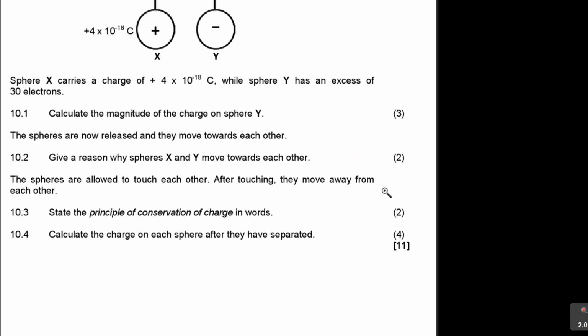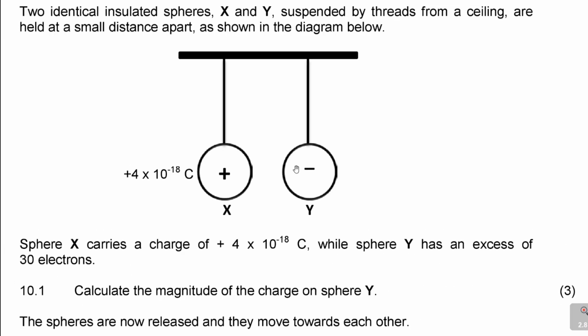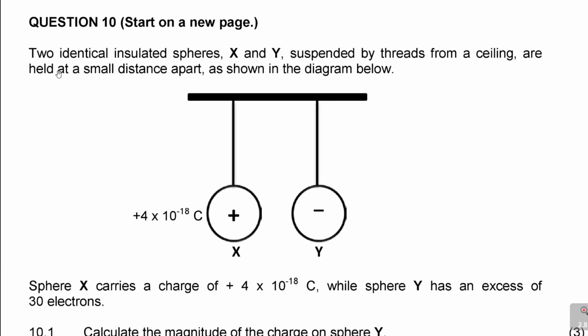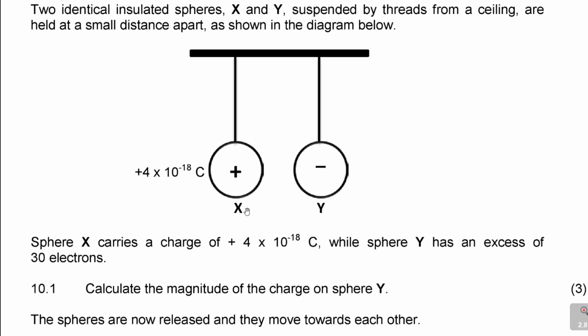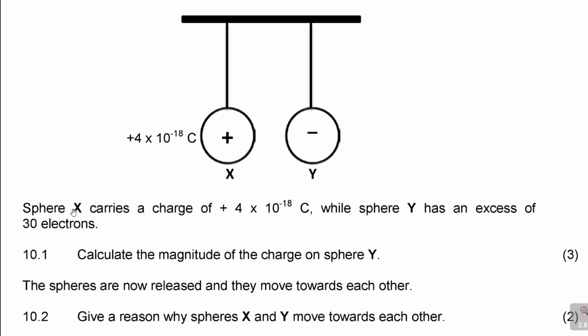Look at the next one. As I said, it's a quick revision, also going through a few concepts that you might need. Two identical insulated spheres X and Y suspended on threads from a ceiling are held a distance m apart, shown in the diagram. Now you understand all this. Now this one is positive, that is negative. Sphere X carries a positive charge, while sphere Y has an excess of 30 electrons. That's why it's negative, because it has an excess. That's the number of electrons it has, n is 30.